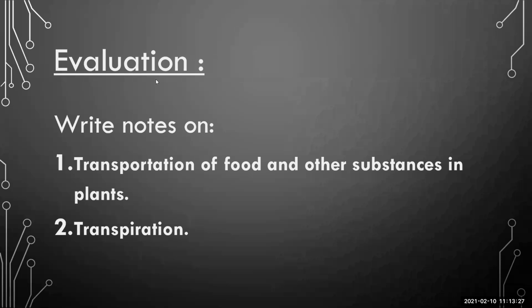Okay. Before revising it again, I would like you to write notes. One is transportation of food and other substances in plants, and the other is transpiration. Now, in transportation of food and other substances in plants, write down the question or you can take the screenshot of it. On page number 165 of your textbook, the answer is given like the paragraph of transportation of food and other substances in plants. You can write that paragraph for this note.